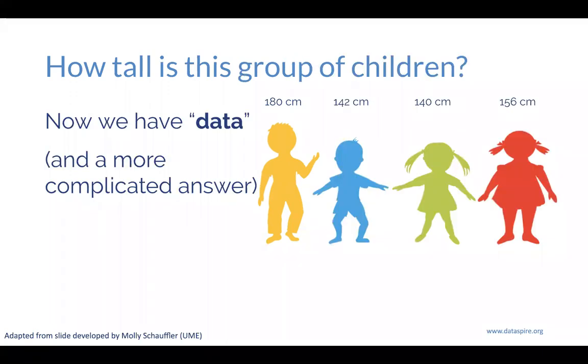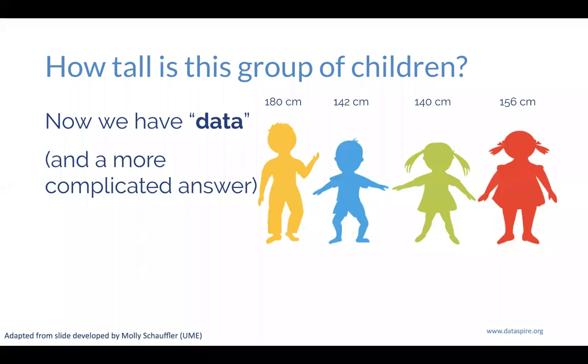But how tall is this group of children? Now we have data, because we now have multiple different components, multiple values, and those values have places in relation to one another. Right now, that place is just the sequential order from left to right on the screen, but we could imagine putting that into a data table. We could imagine plotting these values on a line plot, things like that. And with that, now that we have more than one value that we are looking at to answer our question, we get a more complicated answer, right?